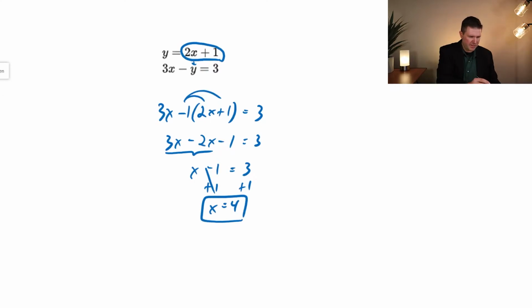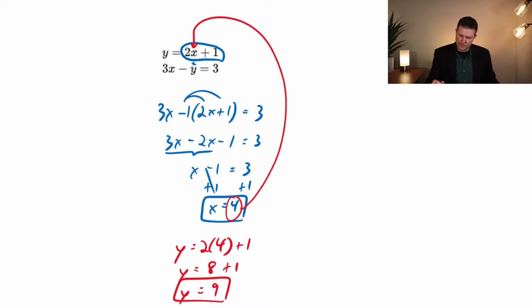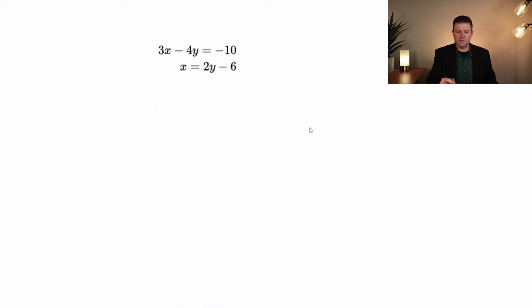Not a problem. Choose the easier of the 2 equations to plug this into. So the 4 into that one, I think, right? Because the y is already isolated, it's much easier. So 2 times 4 plus 1, 8 plus 1, and then y equals 9. So remember, these are expressed as a point, 4, 9. That's it.